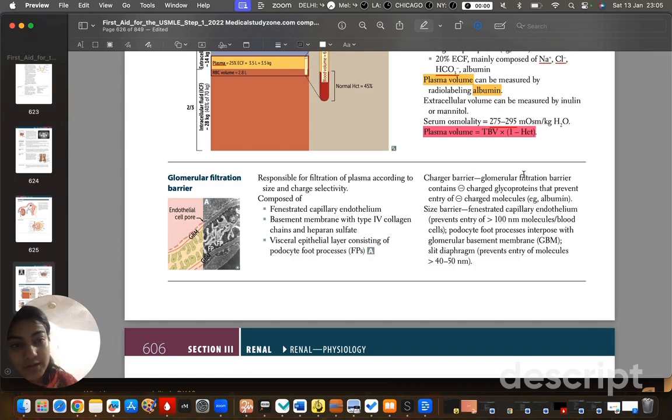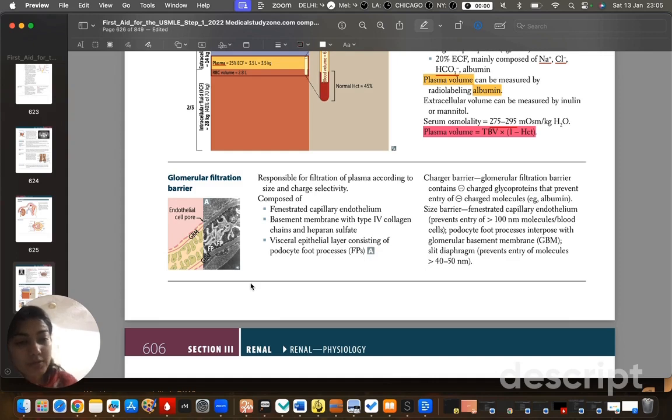Charge barrier. So the glomerular filtration barrier contains negatively charged glycoproteins that prevent entry of negatively charged molecules like albumin. So albumin does not seep through. That's why if people have microalbuminuria in their urine, like a fresh morning sample in diabetes, that means you have a small amount of albumin, less than 300, in your urine. That's bad because it's showing that something is not right and your kidneys are getting damaged. If you have albuminuria, that's even worse. Microalbuminuria can be stopped and reversed, so better control those sugars.